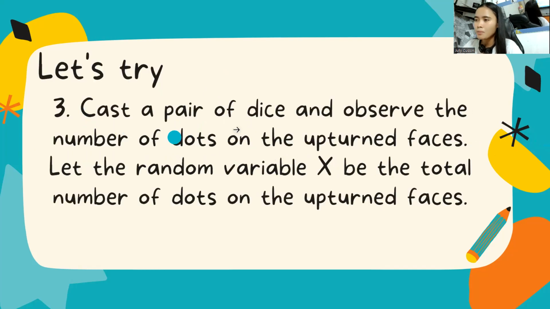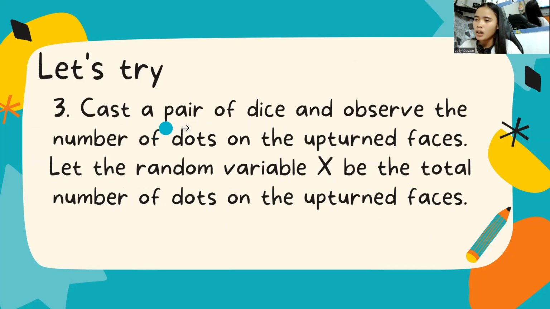Okay, last: cast a pair of dice and observe the number of dots on the upturned faces. Let the random variable x be the total number of dots on the upturned faces. As you can see, the experiment it uses is a pair of dice. So in casting two dice, we can predict, or immediately know, the possible outcomes. So it has a limitation, it is finite.